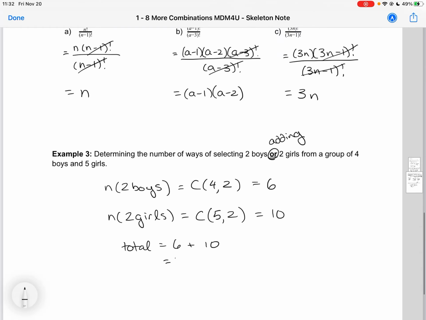To get our total, we're going to add those 2 together. 6 plus 10, which is going to give us 16 ways of choosing 2 boys or 2 girls. If the question had said 2 boys and 2 girls, we would have multiplied 6 and 10 together to get 60 instead.